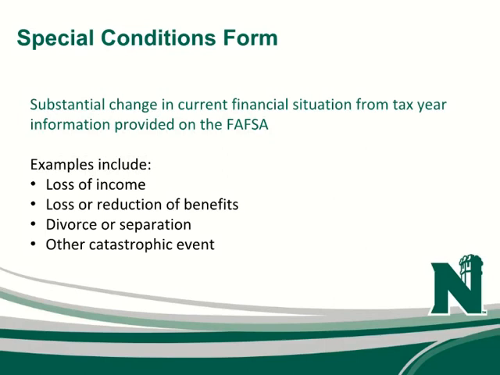Students whose families have had a substantial change in their financial situation since the tax year used for the FAFSA may use a special conditions form to request that their financial aid package be adjusted to more accurately reflect their current financial circumstances. The special conditions form can be found on the Financial Assistance website.